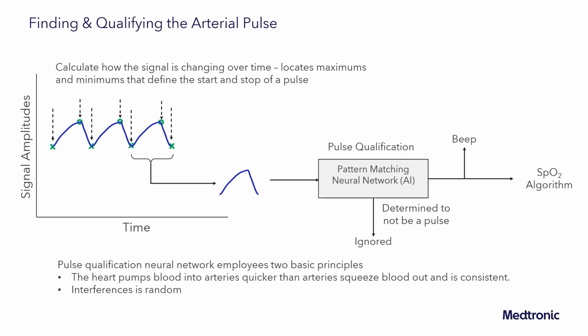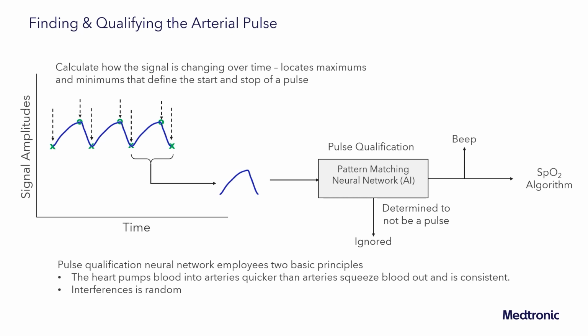That neural network, to qualify those pulses, operates on many principles, but two fundamental principles are that the heart is going to pump blood quicker into the arteries, and the arteries will squeeze blood out, and that pulse is going to be consistent. Our heartbeat is going to be consistent, whereas noise is going to happen randomly. By doing this, the pulse qualification neural network will qualify a pulse, and that is when you'll hear that auditory beep, and it sends the pulse then into the SpO2 algorithm.